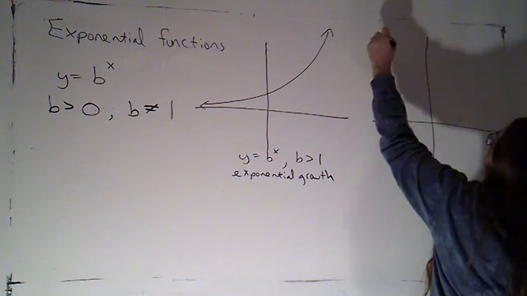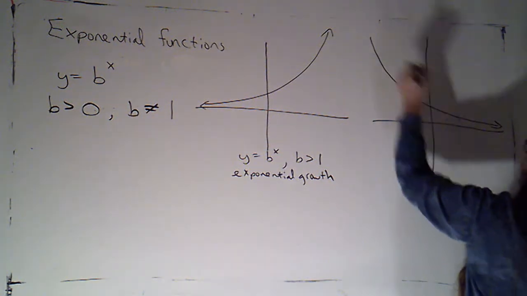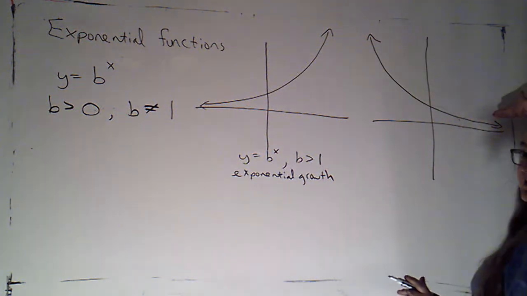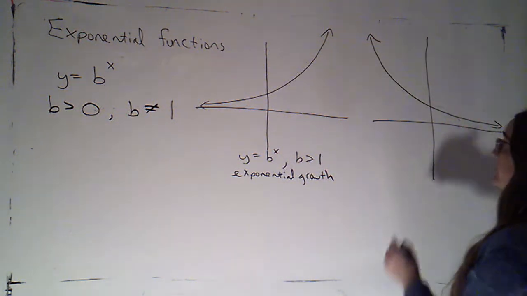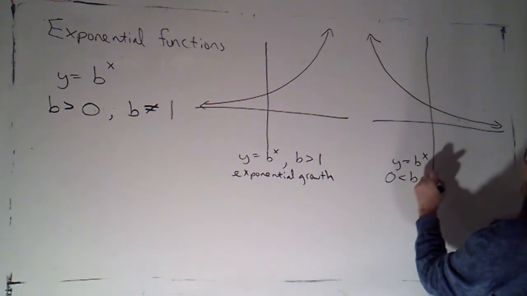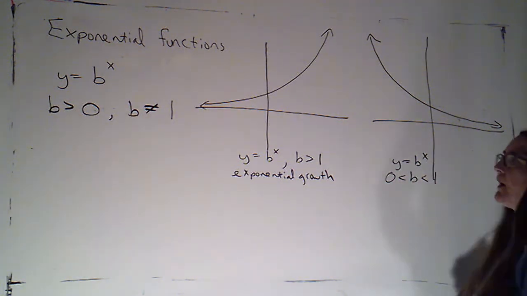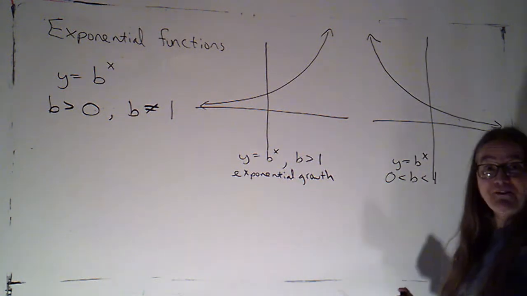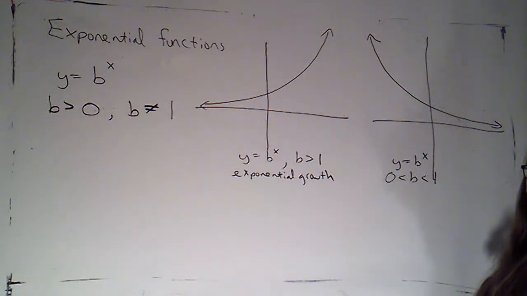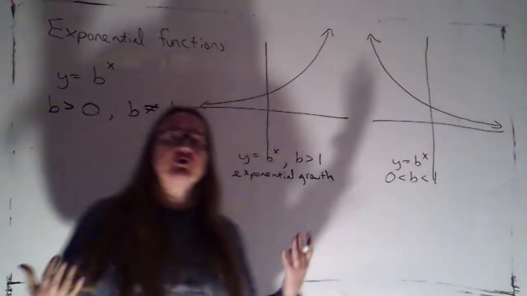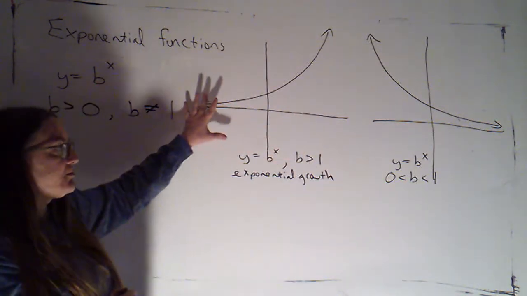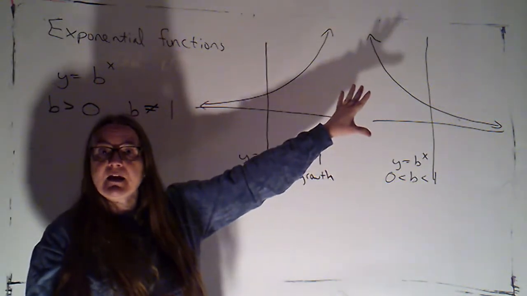We've also got exponential decay. That's the reverse pattern. That's something that starts big and gets small, so that the asymptote is on the right-hand side. That would be y equals b to the x, where the base is between 0 and 1. So for example, if I had 1/2 to the x power, that would be an example of exponential decay. But all exponential functions are one of these two types, either giving me exponential growth or exponential decay.